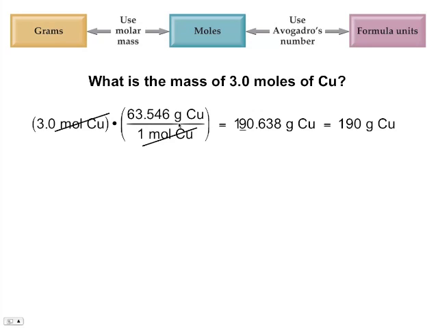63.546 grams of copper is to 1 mole of copper as x grams of copper is to 3 moles of copper. Solve for x. This is exactly the same type of problem.